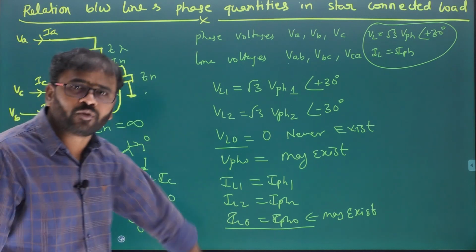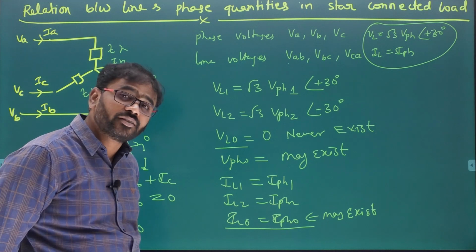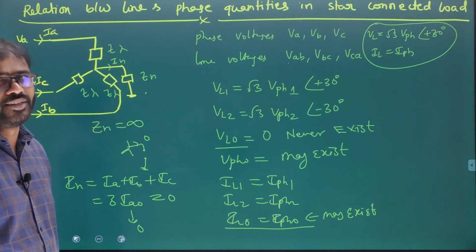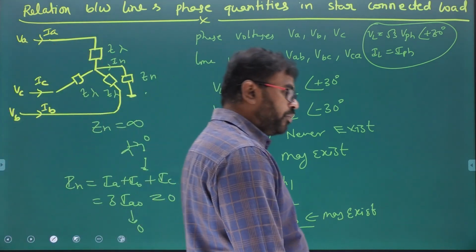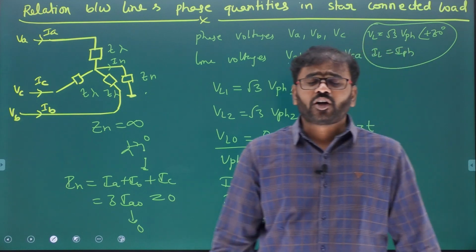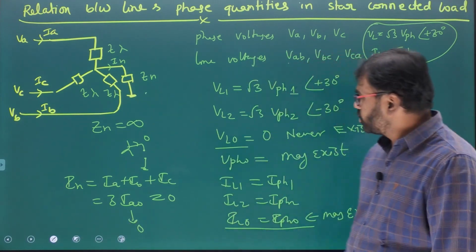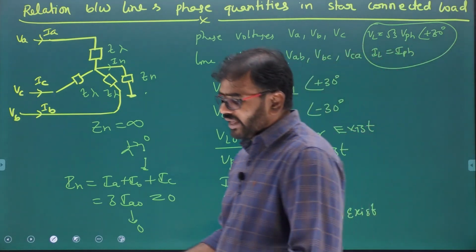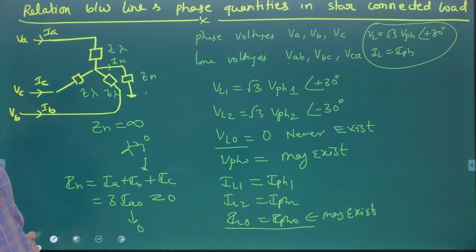Suppose the neutral is grounded, you can't say definitely that zero sequence current will exist. It may exist, it may not exist. That depends on the type of unbalance. Okay, clear? That's why be careful with the zero sequence. Zero sequence may exist. You can comment that it will never exist in the ungrounded case. And also the line value of zero sequence voltage will never exist. Okay, so something like that we can comment. Now that's about the star connection and the relations.